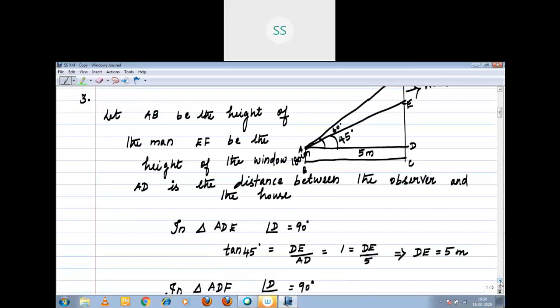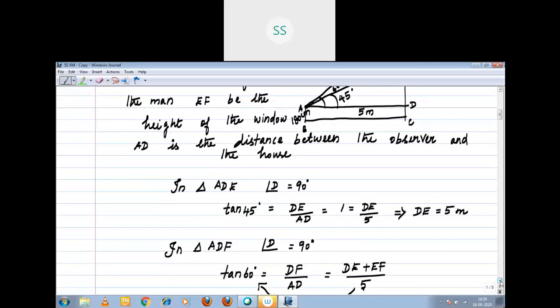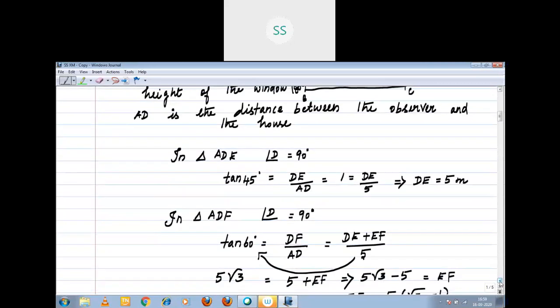The man is 5 meters away from the wall, which is given. So AD can be replaced by 5, and DE equals 5 meters. Next, consider triangle ADF. In triangle ADF, angle D equals 90 degrees. Tan 60 degrees equals DF divided by AD.